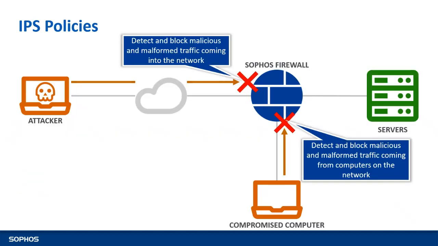About the IPS policies: they are a collection of rules for detecting malicious, malformed data that can be exploited by the computers and servers. These IPS policies are selected in firewall rules so they can be used to protect against attacks on traffic entering the network and traffic from compromised computers on the network.